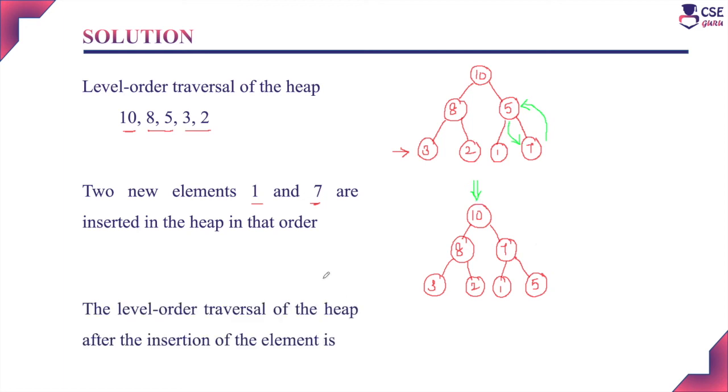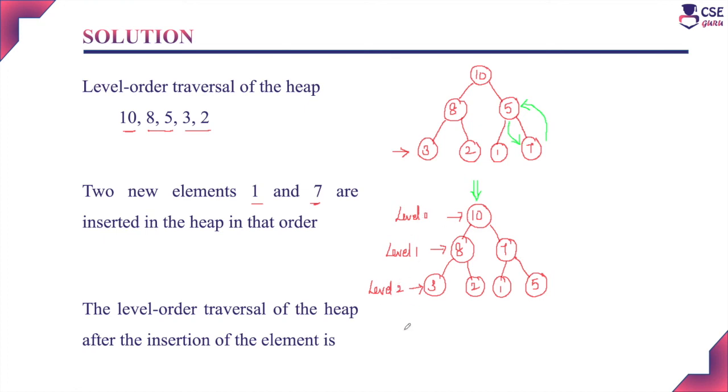So after insertion, we need to print the level order traversal of the heap. So level order traversal is nothing but now the 10 will be at level 0. 8 and 7 will be at level 1. 3, 2, 1, 5 will be at level 2. So first level 0 nodes will be printed. Next level 1 nodes and next level 2 nodes will be printed from left to right.